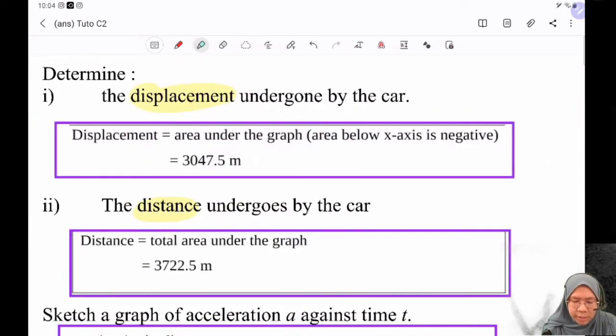Okay. Tunjuklah calculation awak, jangan tulis macam ni. You have to write in full pengiraan awak. Okay, so because that's where you're going to get your marks.